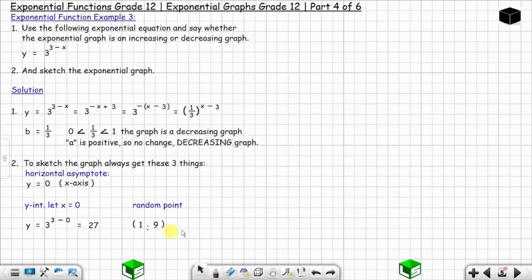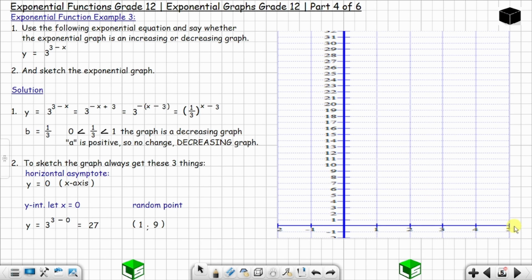Now let's sketch the graph. This is the Cartesian plane. This is the x-axis and this is the y-axis. Okay, you have the horizontal asymptote, which is the x-axis. The x-axis is acting as what? As the horizontal asymptote. Okay, and the y-intercept at 27. There's the y-intercept 27 there, right? And you have a random point 1 and 9. So it is there. Okay, so the coordinates of this point are 1 and 9.